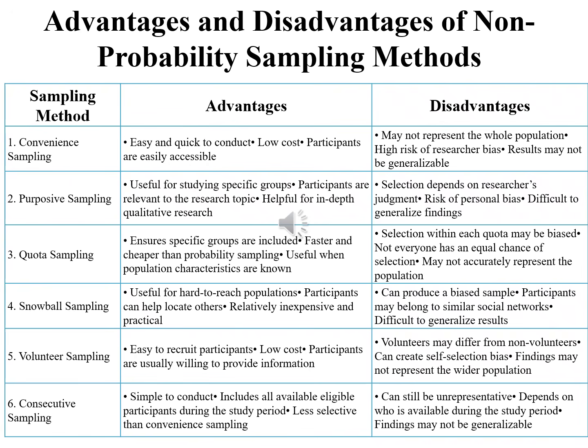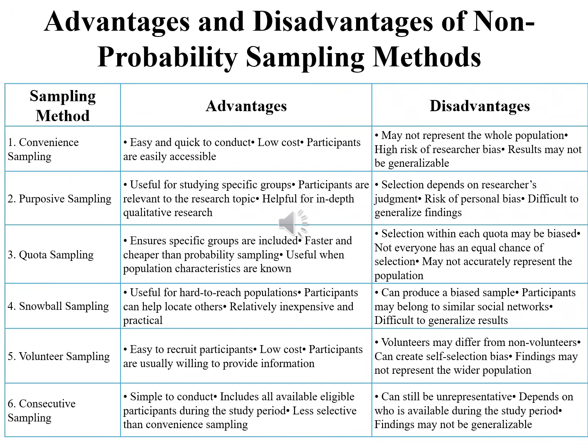to everyone. Then we have purposive sampling. What are the advantages of purposive sampling? It is useful for a specific group. Participants have relevant knowledge or experience. It is very useful for in-depth qualitative research. What are the disadvantages? It depends on the researcher's judgment. Personal judgment can create bias, and findings are often difficult to generalize.